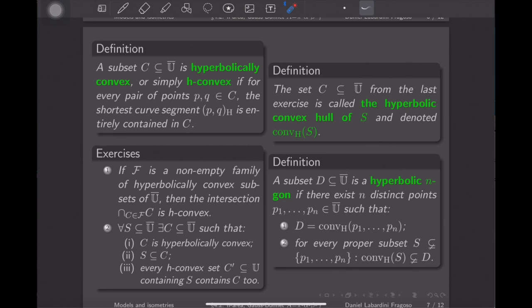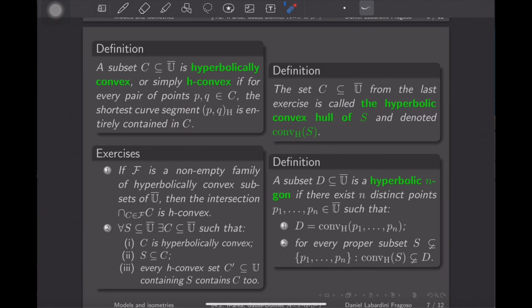So a subset of U bar is hyperbolically convex if for every 2 points in the set, this shortest curve segment, where I can just take the open segment, is entirely contained in C. So for every 2 points, the segment that they determine connecting them is entirely contained in C.